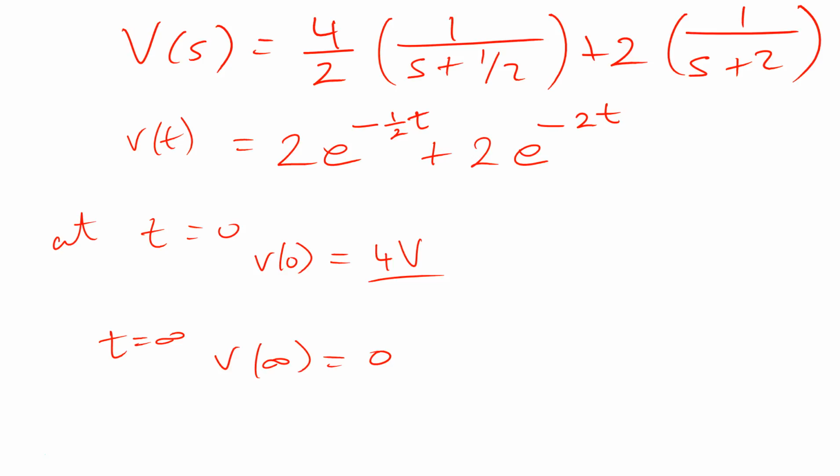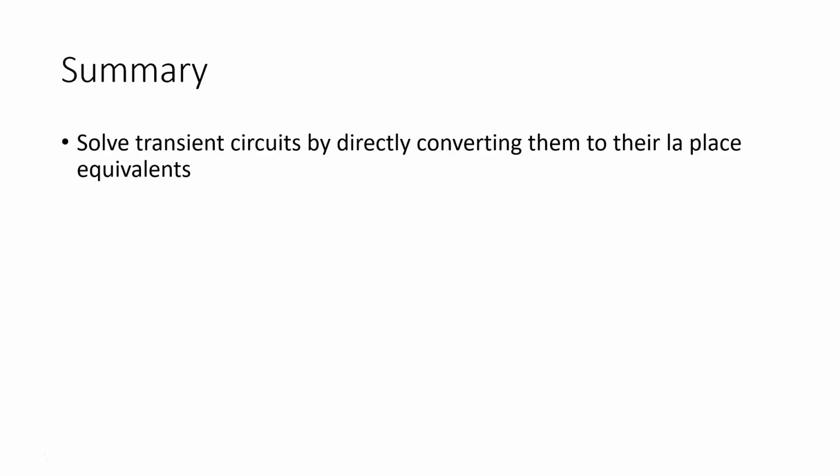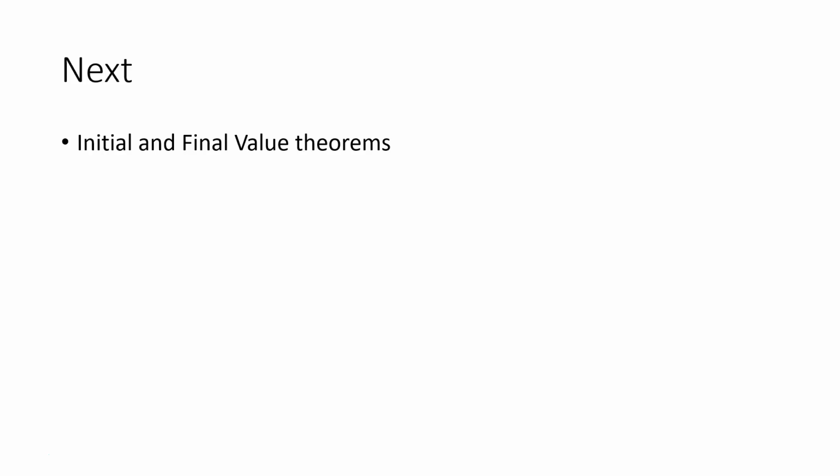Now, this time we looked at solving the circuits by directly converting them into the Laplace equivalents, and we looked briefly at how we could find the initial and final values by substituting for the values of t. We could actually find those initial and final values directly in the S domain by using what we call the initial and final value theorems. So that is what we'll look at next time.